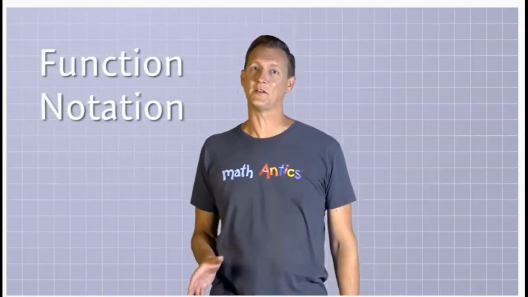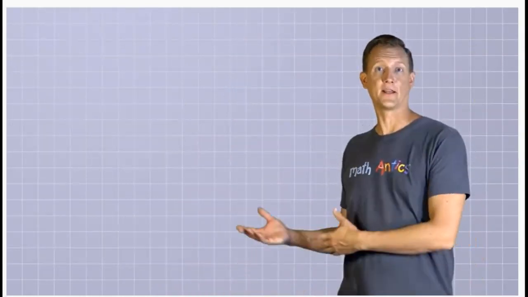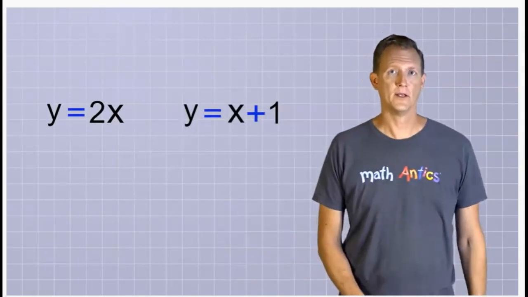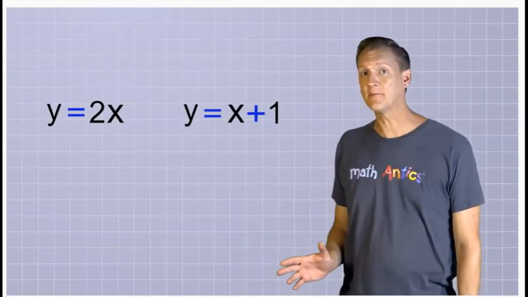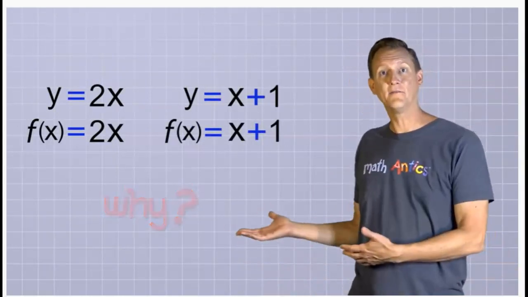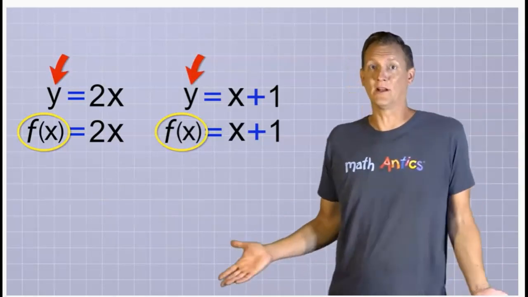can be pretty confusing the first time you see it in math books. So far, we've been writing functions like this, y equals 2x and y equals x plus 1. But you'll often see these exact same functions written like this instead. But why? Why did the variable y get replaced with that f parentheses x thingy? And what does that even mean?